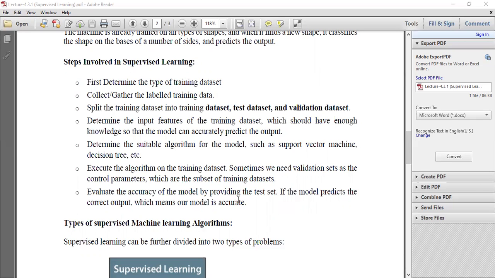Then split the training data set into a training data set, a test data set, and a validation data set. Then determine the input features of the training data set. We should have enough knowledge so that the model can accurately predict the output. Determine the suitable algorithm for the model, such as support vector machine or decision tree. Which algorithm is suitable for your data set?